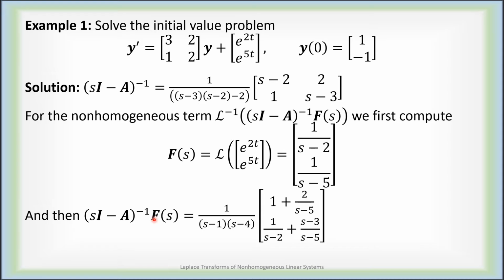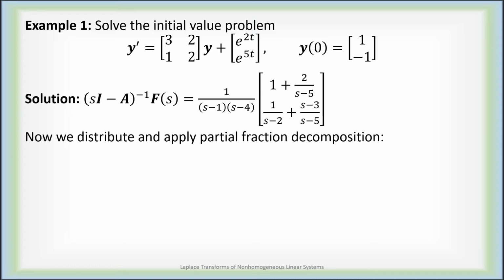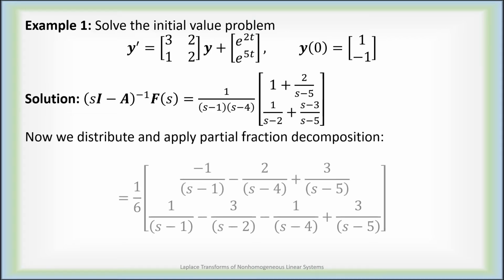Then what we need to do is take the resolvent matrix, compute it up here, and multiply it by this column F of s. If you take this matrix and multiply by the column, well, over here, we still have that same 1 over s minus 1 times s minus 4. If you take this matrix and multiply by 1 over s minus 2, 1 over s minus 5, you'll end up with this column right here. So here is the resolvent matrix times the forcing function Laplace transform. Now we distribute and apply partial fraction decomposition.